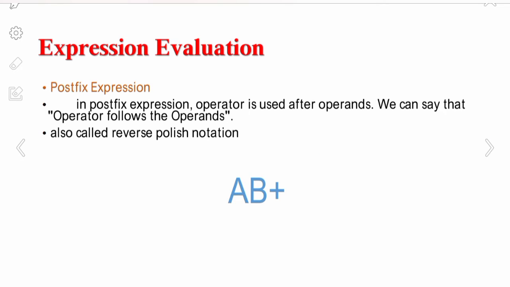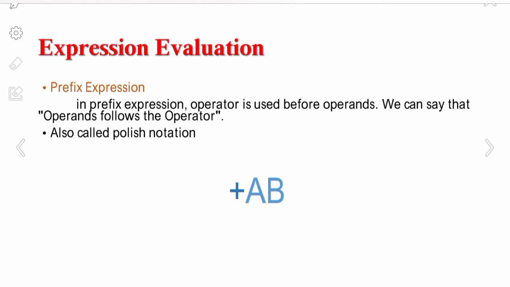Similarly, in the postfix expression, the operator follows the operands. That means after the operands there is an operator. It is also called reverse Polish notation. The next one is the prefix expression. That means the operator comes before the operands, at the start of the expression. So in a prefix expression, the operator is used before the operands; you can say that the operands follow the operator.